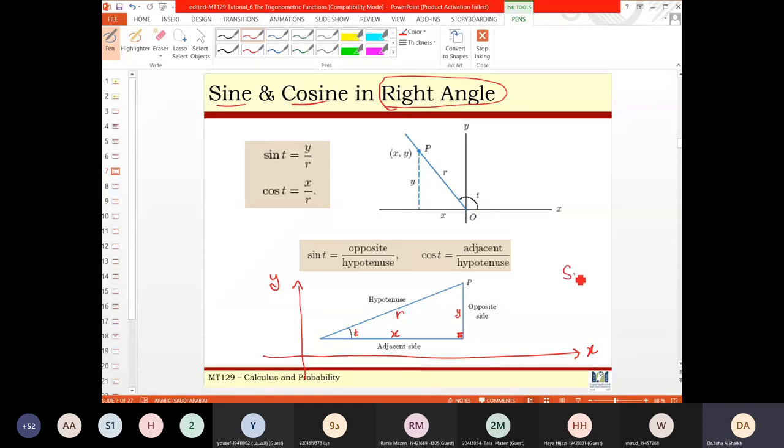The sine of this angle T is equal to the opposite over the hypotenuse, meaning Y over R. And the cosine of T is defined to be the adjacent over R. Do you remember this?